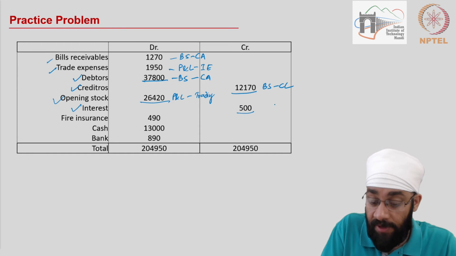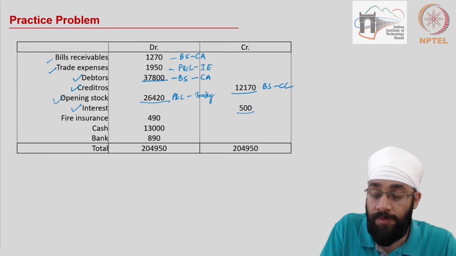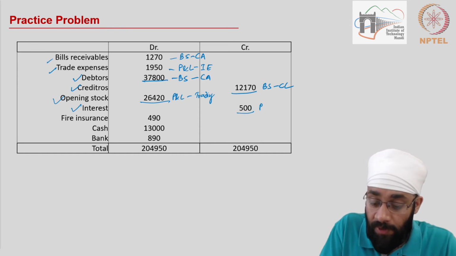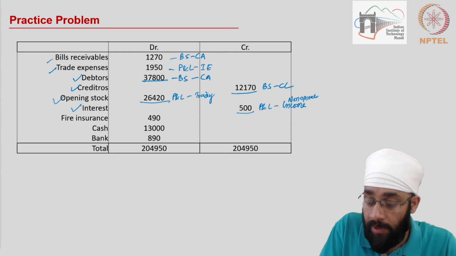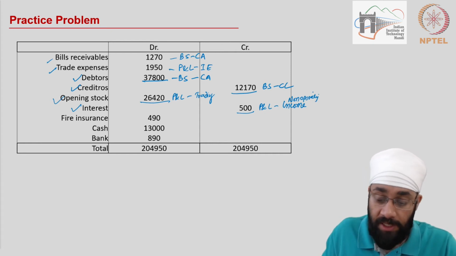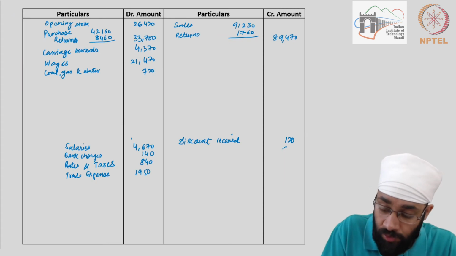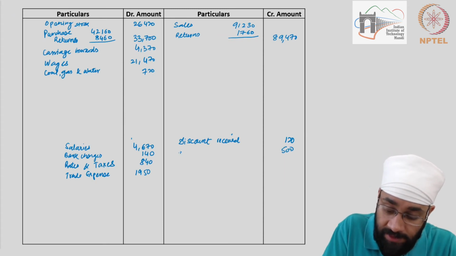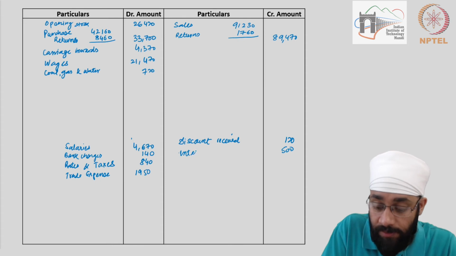Interest is 500. Again, you have a credit balance. This means this is an income. So profit and loss, and you show this as a non-operating income. Other than sale, all incomes are non-operating in nature. So 500 should be shown here as the non-operating income. So this is interest income.